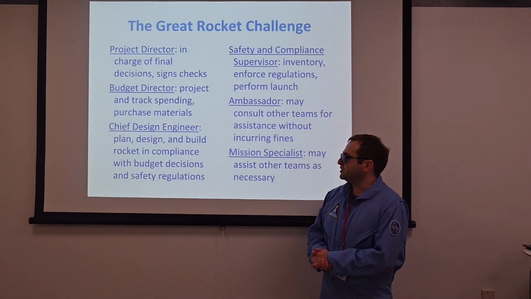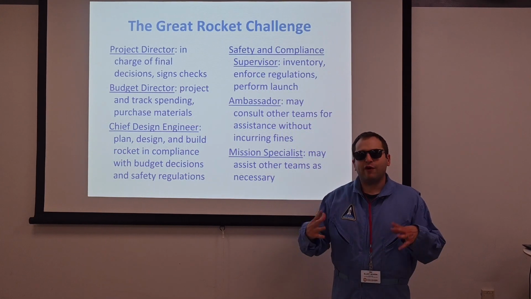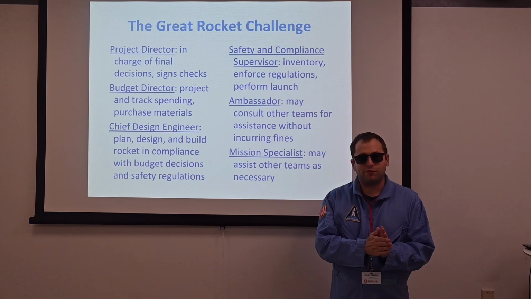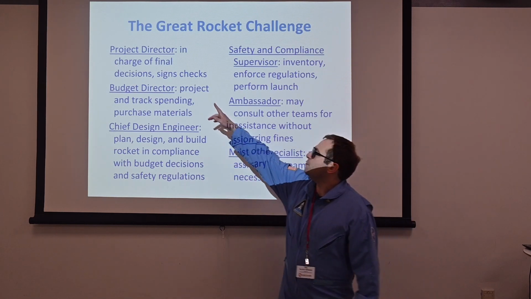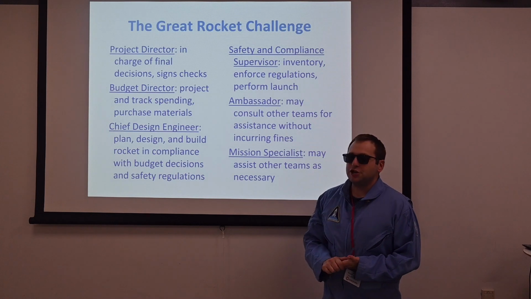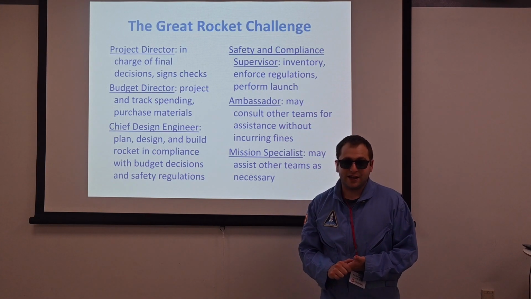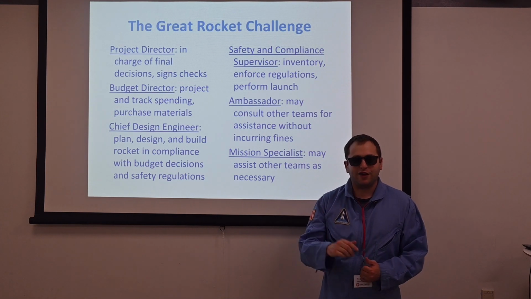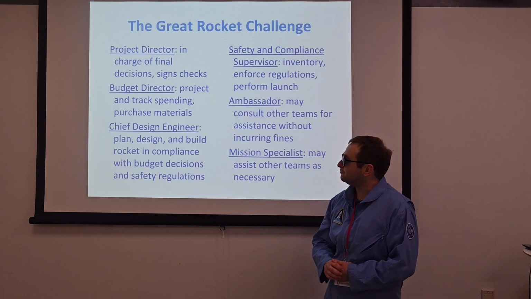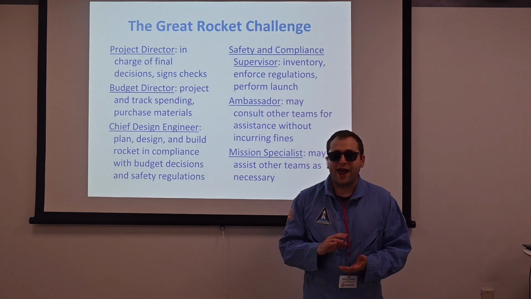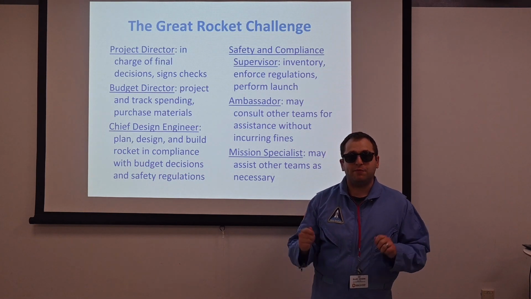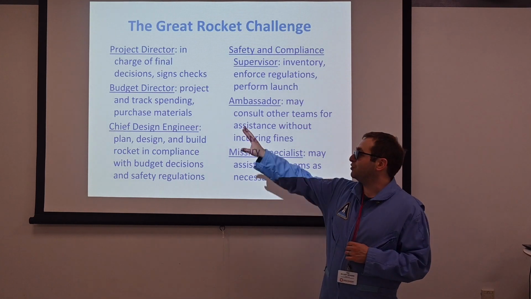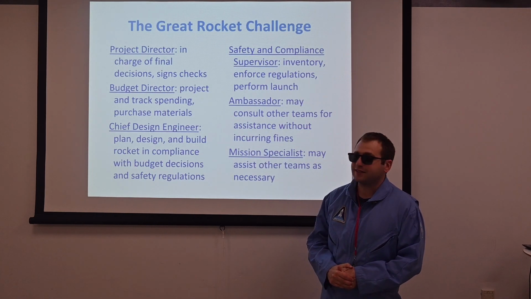Now, on your teams, there are going to be several jobs. If you have fewer people on your team, you can combine these jobs, have one person do multiple jobs. The project director is in charge of all final decisions. If your team cannot convince your project director, they can override your decisions. Now, as you build your rocket, you will have to pay for your items by writing checks. The project director is the person who's going to sign off on the checks.